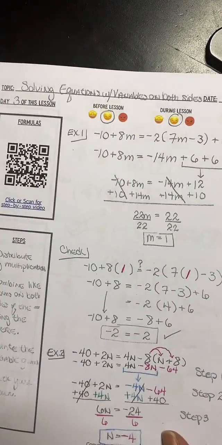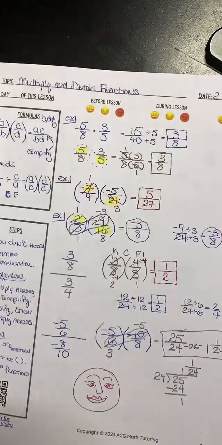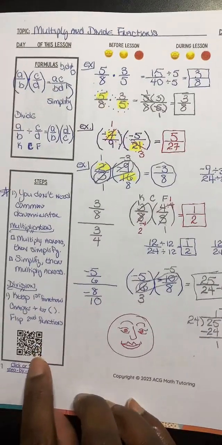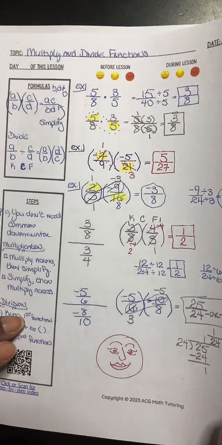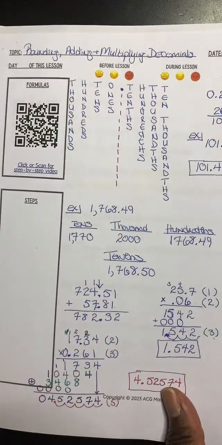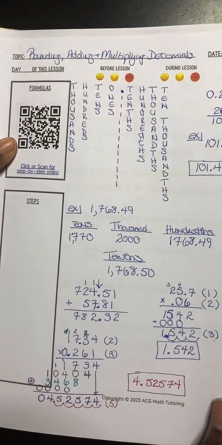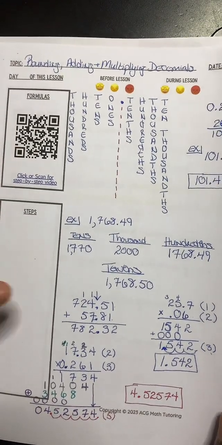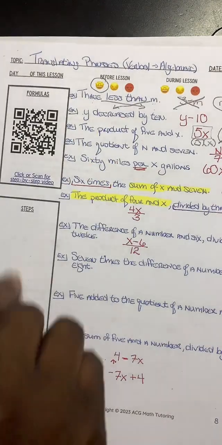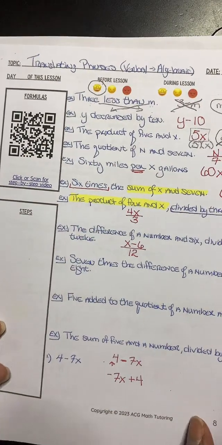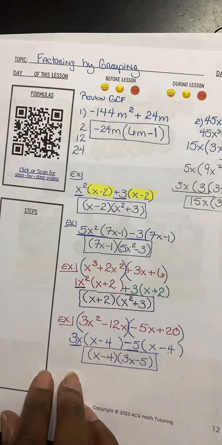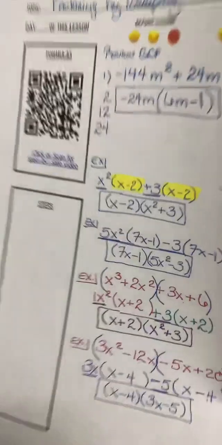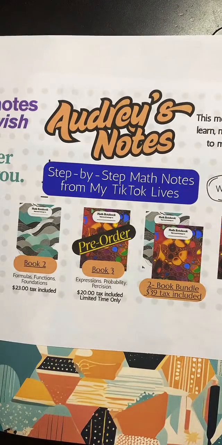If you notice, each of them has a QR code. This one's down here, it was kind of hard to fit. The QR code will take you directly to the live that is connected to this page. All you have to do is scan it, and it goes directly to the live that's connected to this page.